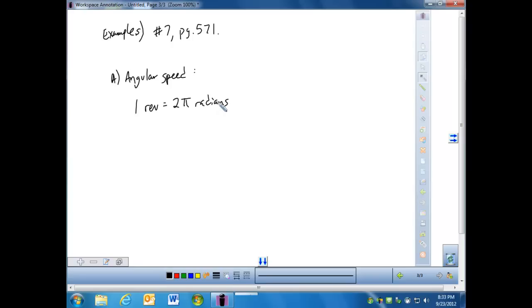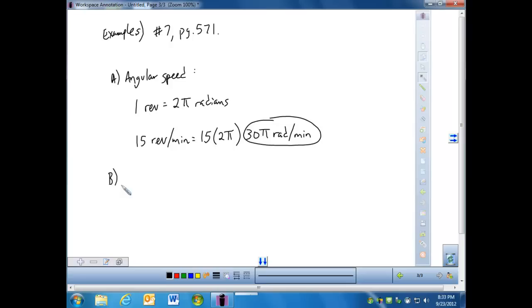And if we're going to label this in radians per minute right now, one revolution, one time around the circle, that's 2 pi. It's got 15 revolutions in a minute, so 15 times 2 pi is going to give us 30 pi. And that's our answer. 30 pi radians per minute. That's our angular speed. So how many radians does it cover over a certain amount of time?